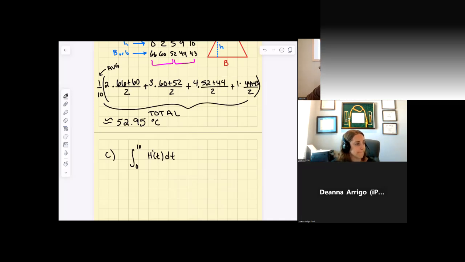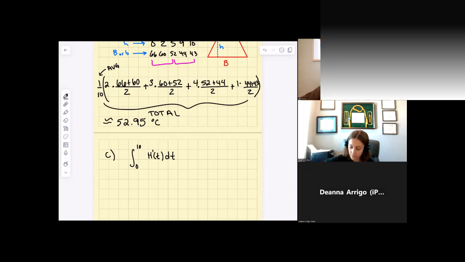So the integral of the total, is this the total change in degrees? So it's basically the total change in degrees from 0 to 10.